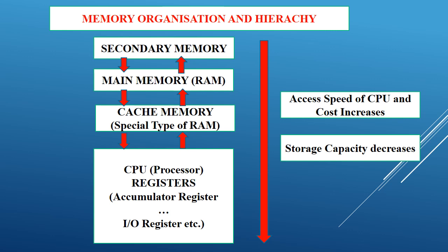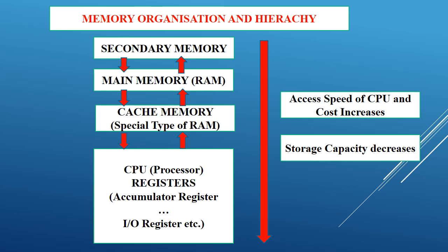Before that, I will tell one thing. In the processor there is a memory called register. Register is a memory of the processor, because the processor will process the program and data. The processed program and data will be stored in the register. After that only it will go to the cache memory, then main memory, then the output device or secondary memory. So in the processor there is a memory called register.